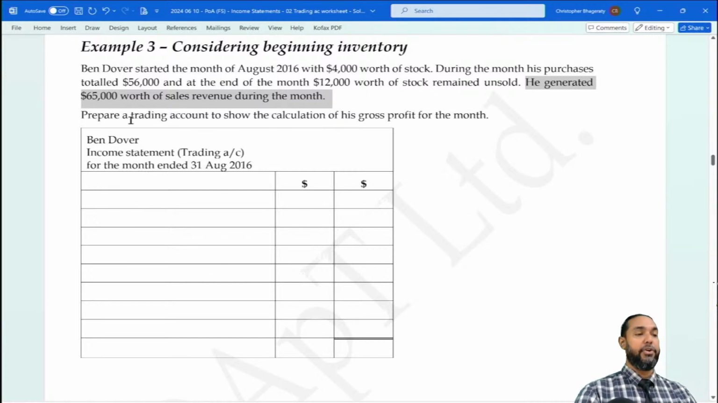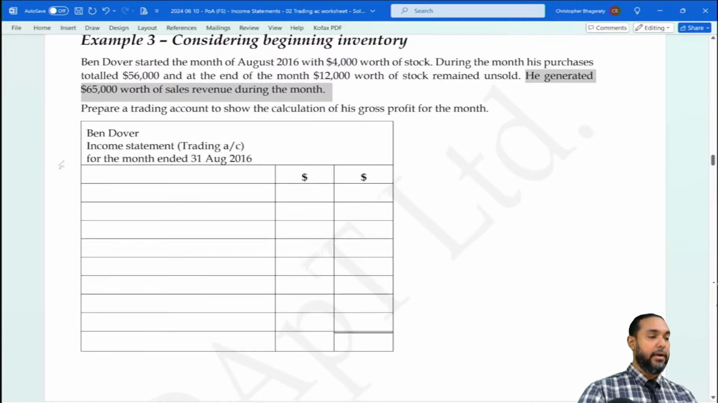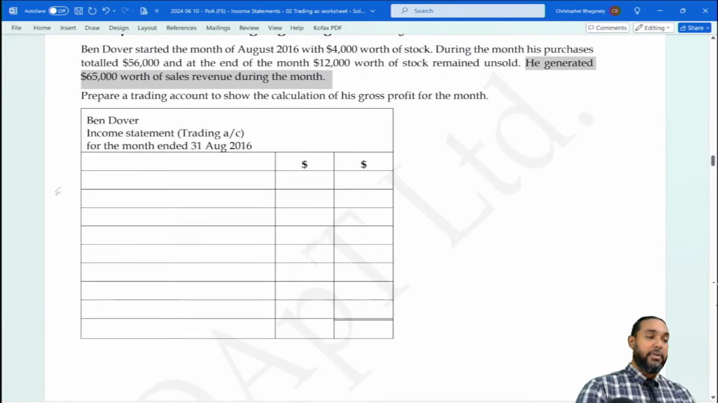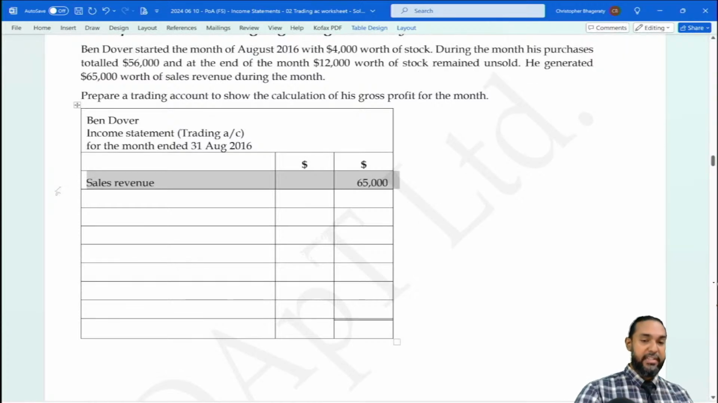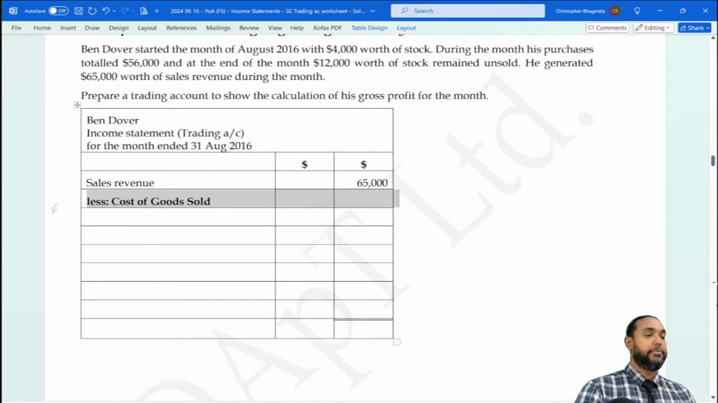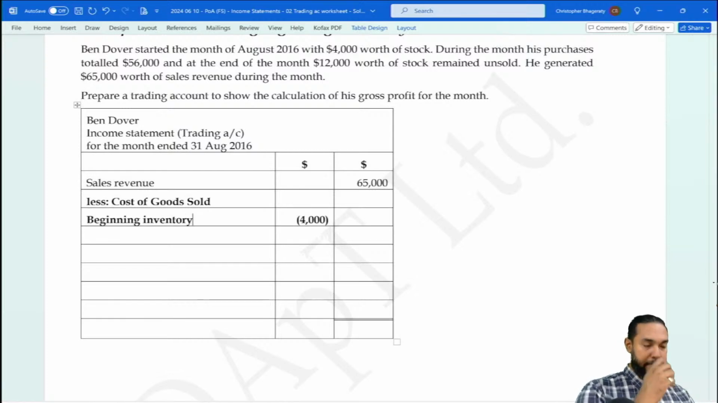Okay, prepare the trading column, the income statement. We're going to start as per usual with the sales revenue, and we're going to head up less cost of goods sold or cost of sales. Now the beginning inventory, I'll put as beginning inventory, it's 4,000. So this is the one new item. Like I tell you, most times I just add one thing at a time. It's like Lego, you add one piece at a time.